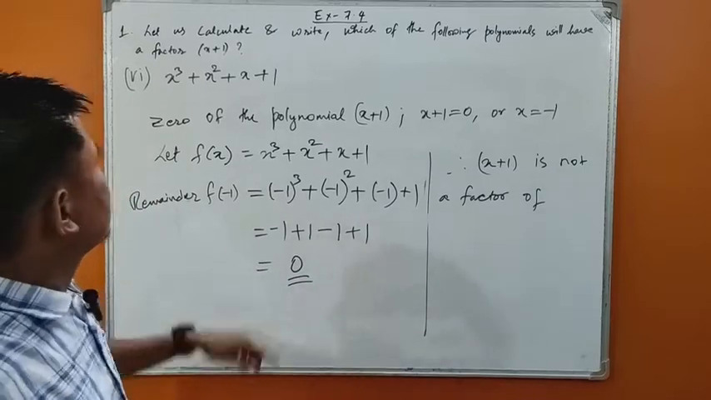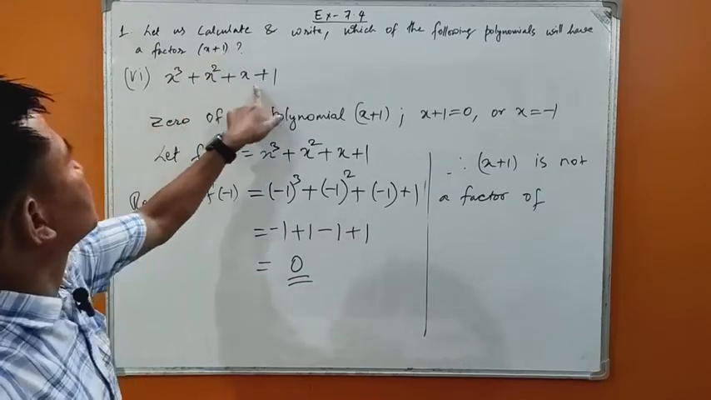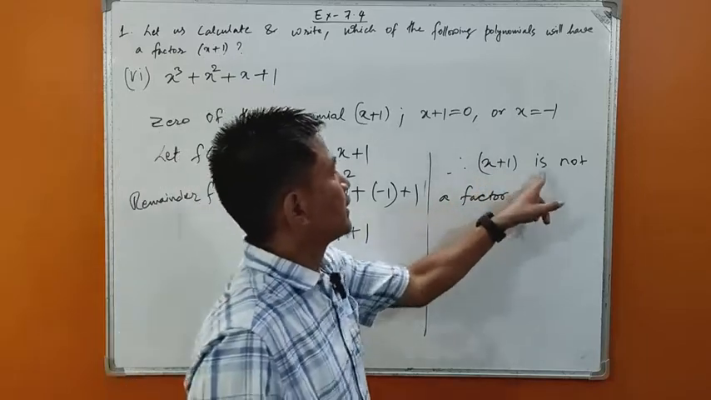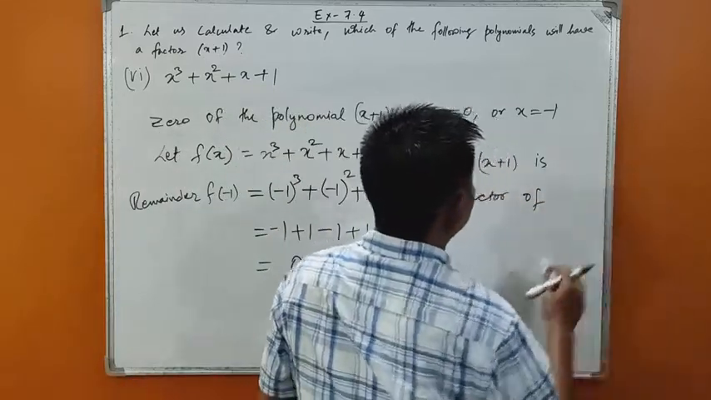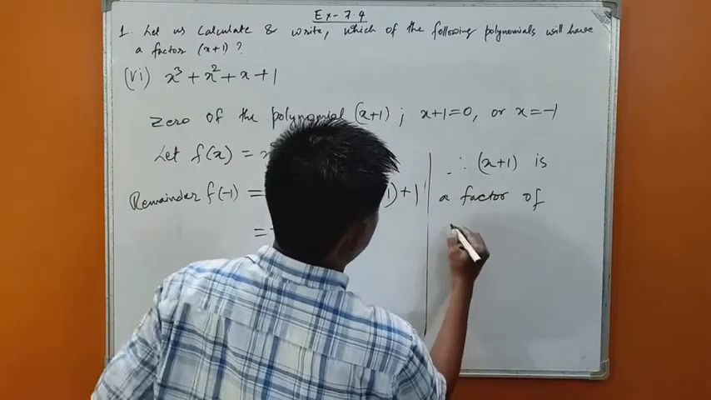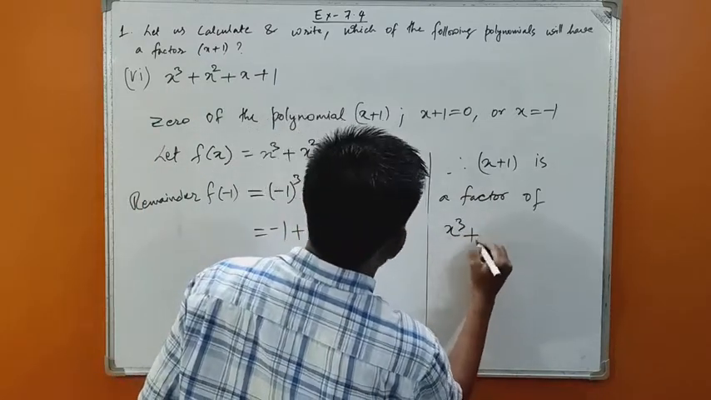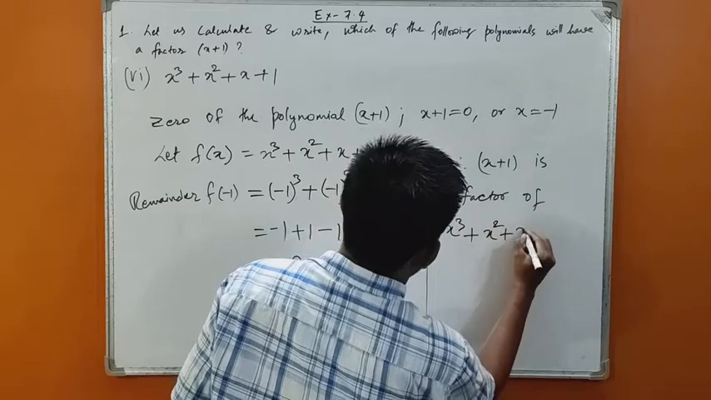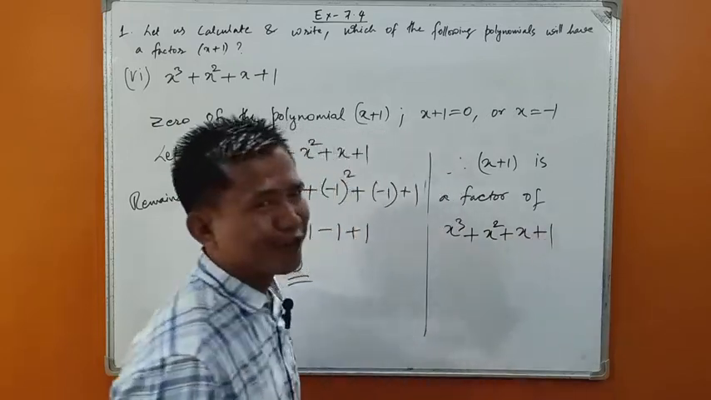This means x plus 1 is a factor of this expression, isn't it? So x plus 1 is a factor of x cube plus x square plus x plus 1. I hope you got this.